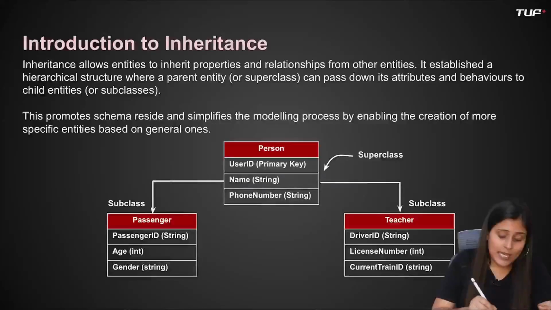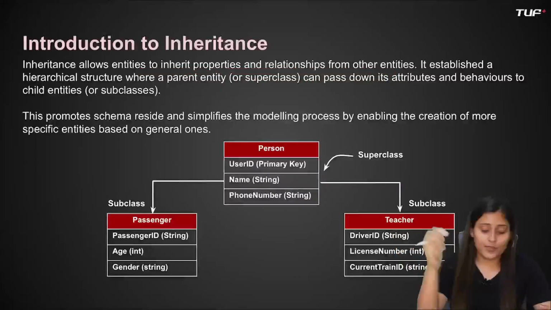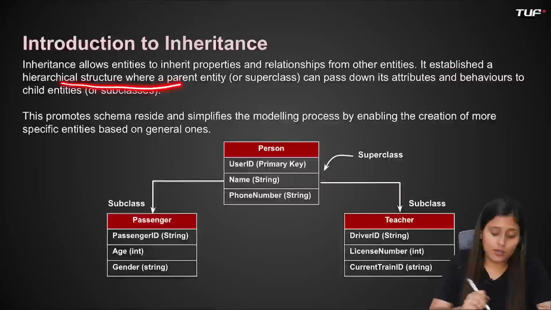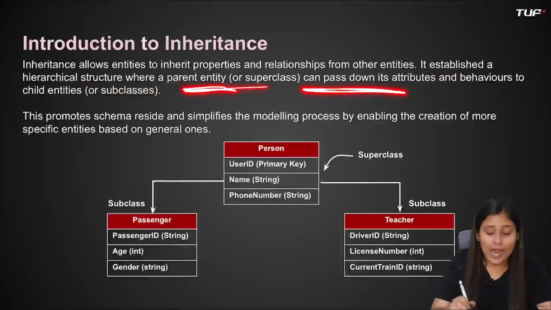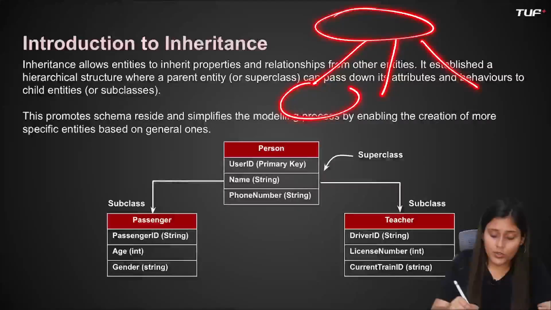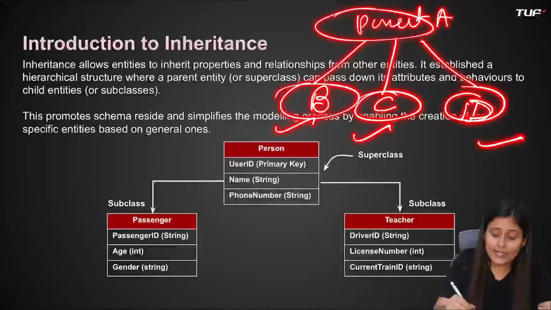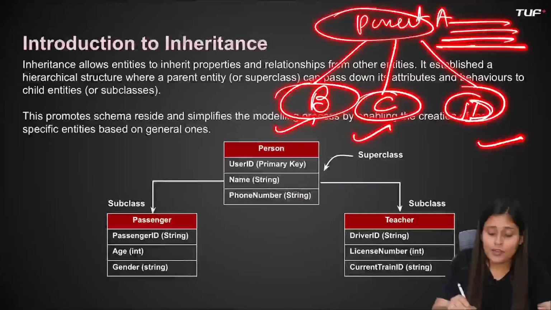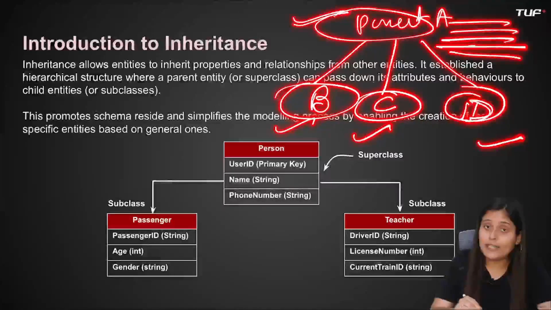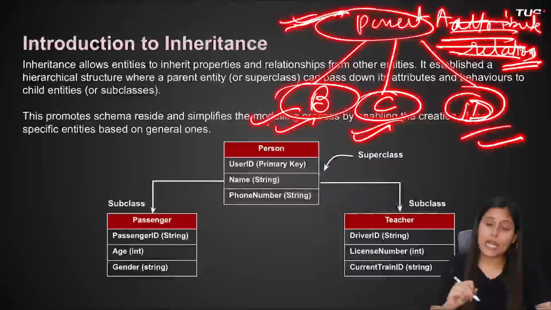We know that inheritance allows an entity to inherit the properties and relationships from other entities, which will be its parent. It establishes a hierarchical structure where a parent entity can pass down its attributes and behaviors to the child entity. Like how it's done in object-oriented programming languages, we have a parent class A and child classes B, C, D, right? Every child class can inherit the properties, attributes and methods which are already mentioned in the parent. In terms of DBMS, we talk about attributes and relations of the parent, which can be inherited by the child entities as well.